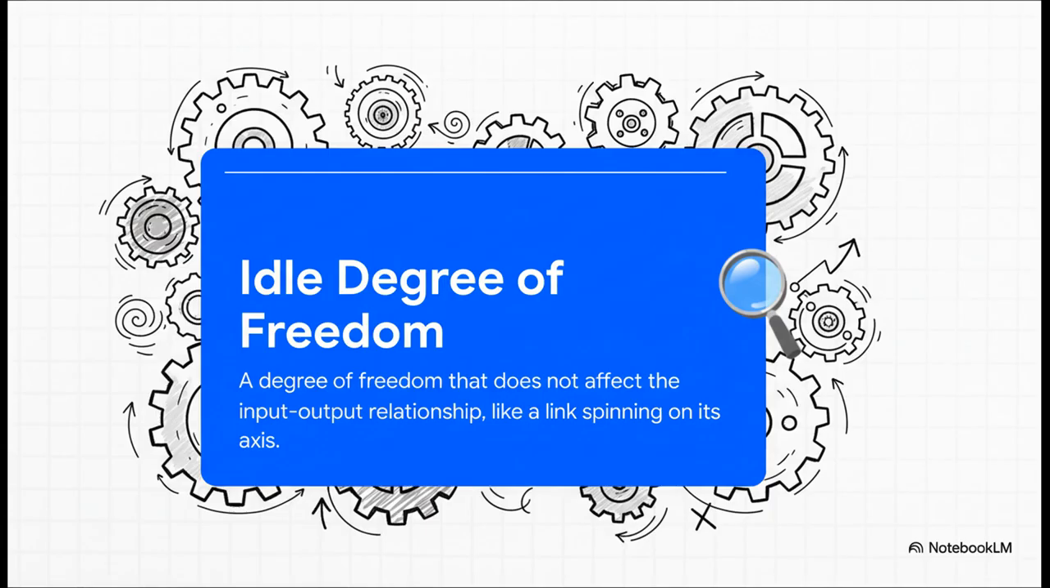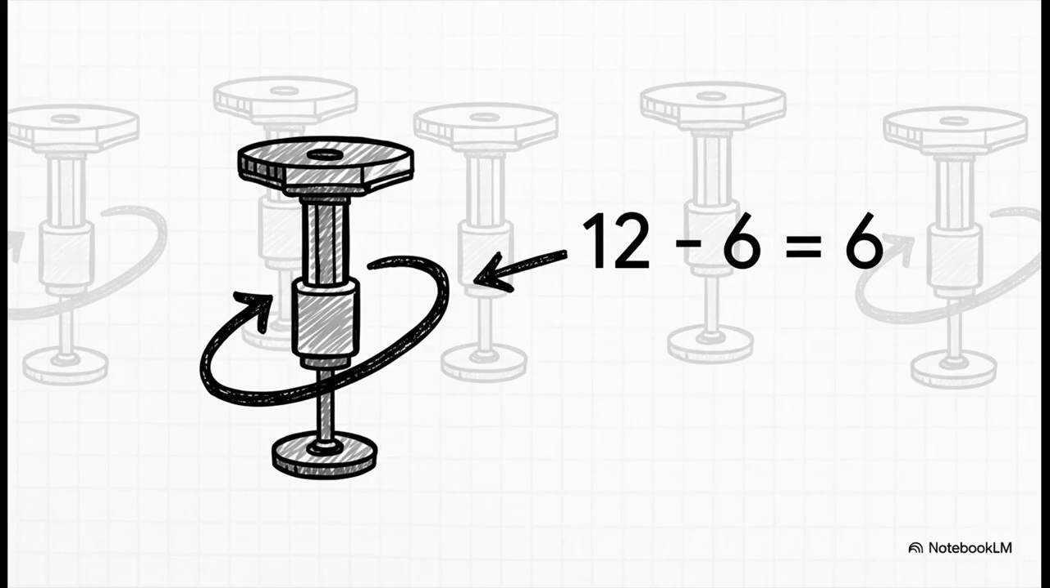The solution to our puzzle is something called idle degrees of freedom. Think of these as movements that happen inside the machine, but don't actually do anything to the final output. Here's what's happening. Each of those 6 legs that connect the top and bottom platforms can spin freely around its own axis, kind of like a pencil rolling on a table. But that spinning doesn't move the main platform one single bit. It's idle motion. Our formula correctly counted these 6 extra useless spins, so when we subtract those 6 idle motions from our calculated total of 12, we get 6. Our formula was right all along.